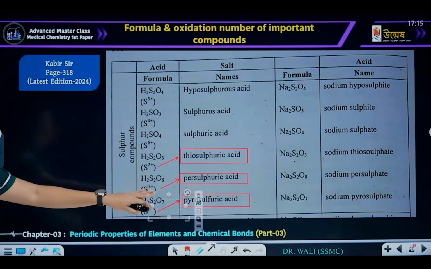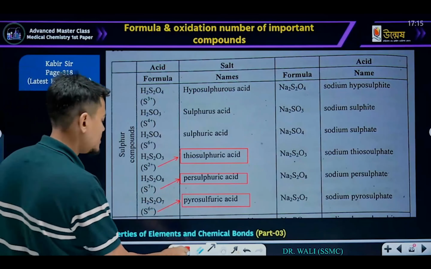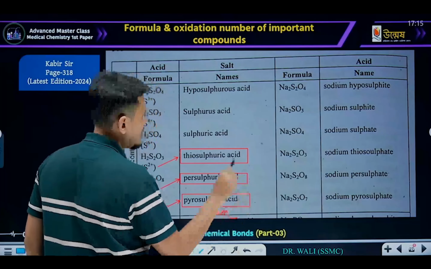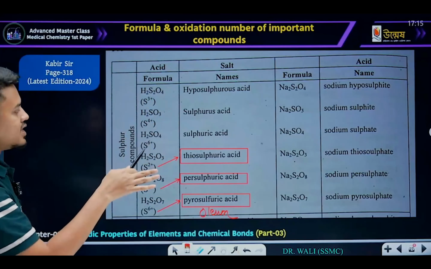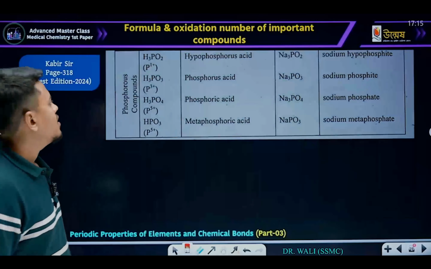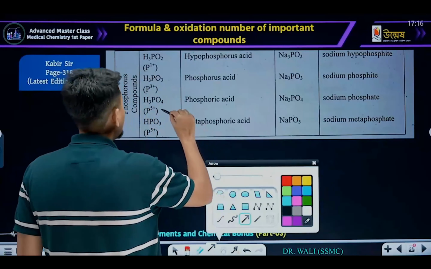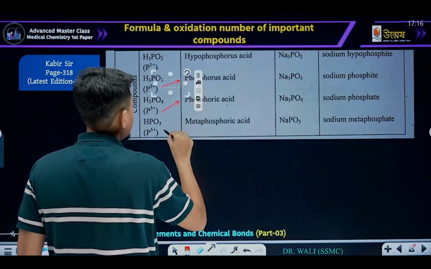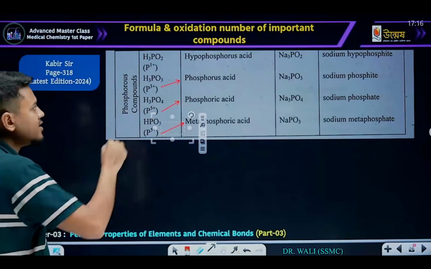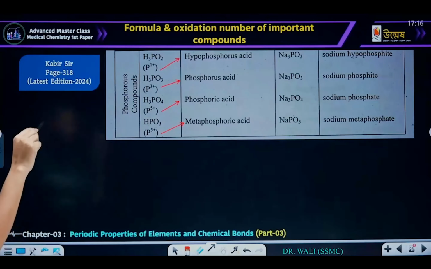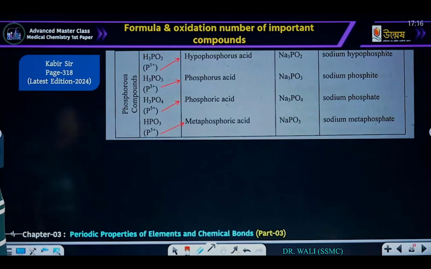Okay, the formula itself is important. H2S2O7, pyrosulfuric acid, also known as oleum. The remaining ones are not very crucial, but these three are very, very important. This is also important. What is phosphoric, what is phosphorous, and what is metaphosphoric acid. Okay, and what is phosphorus acid. Based on the oxidation state, the name is given.